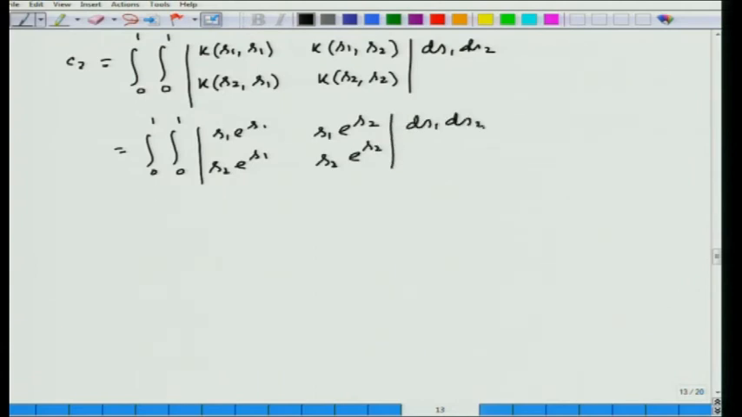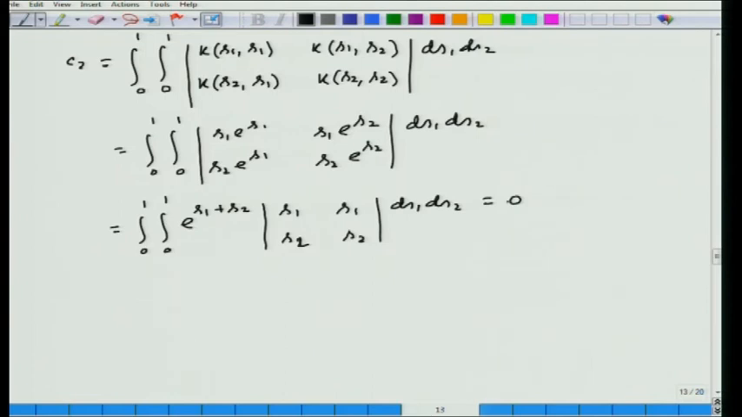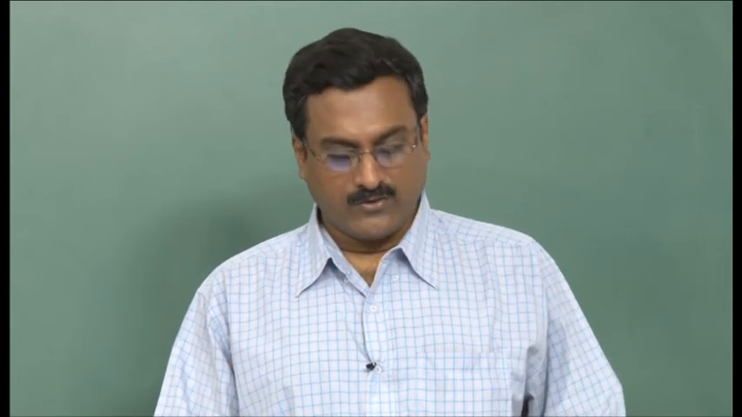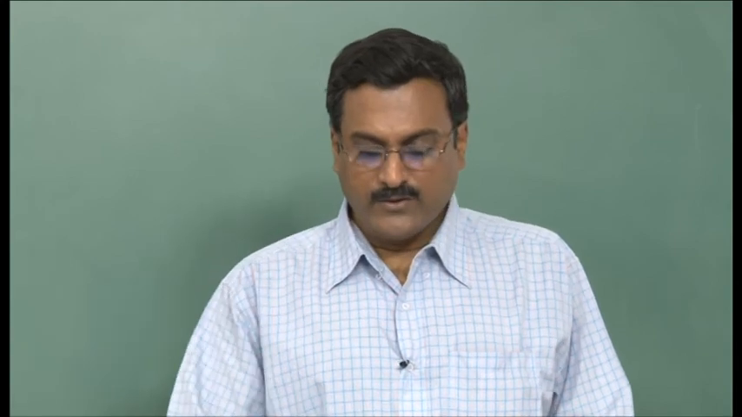So, if we take out the exponentials from the determinant, that means taking e to the power s1 common from the first column and e to the power s2 from the second column, then e to the power s1 plus s2 multiplied with first column s1 s2, second column of the determinant is again s1 s2, ds1 ds2. So, this is equal to 0. Although here we do not have any link between B2 and C2 in order to evaluate them using this alternative method, this C2 is equal to 0.